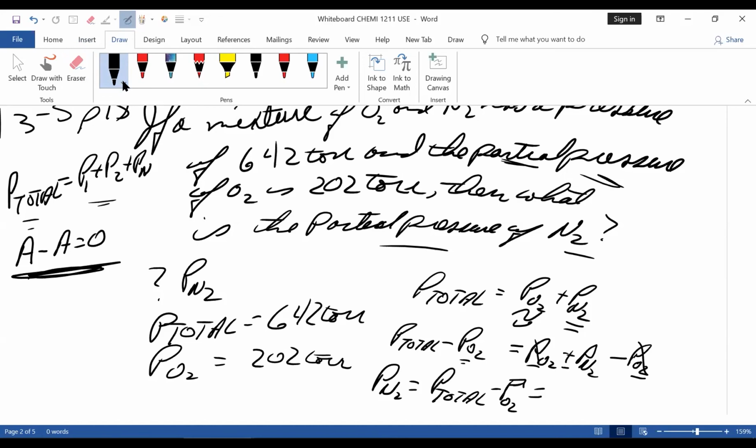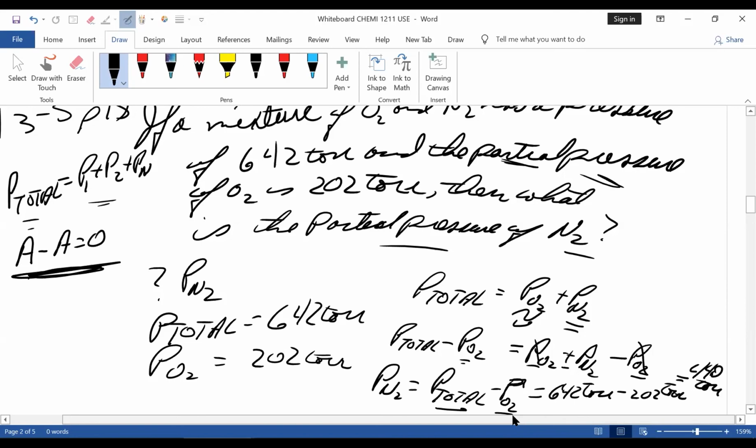P nitrogen, partial pressure nitrogen, equals the total pressure minus the pressure, this is a P, ugly P, but it's a P of oxygen, and that would be 642 torr minus 202 torr equals, if I do the math correctly, 440 torr. And with that, I've gone a whole minute over.